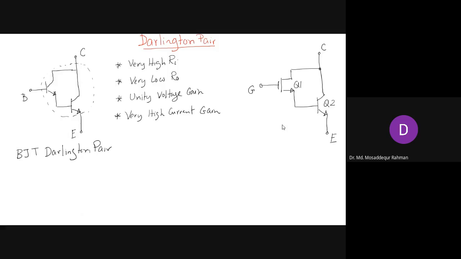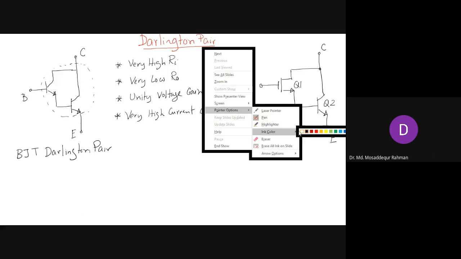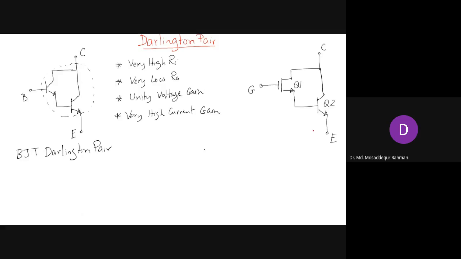So what we have done here is replaced the BJT with a MOSFET. Right, we replace the first transistor with a MOSFET. So what difference would it make?